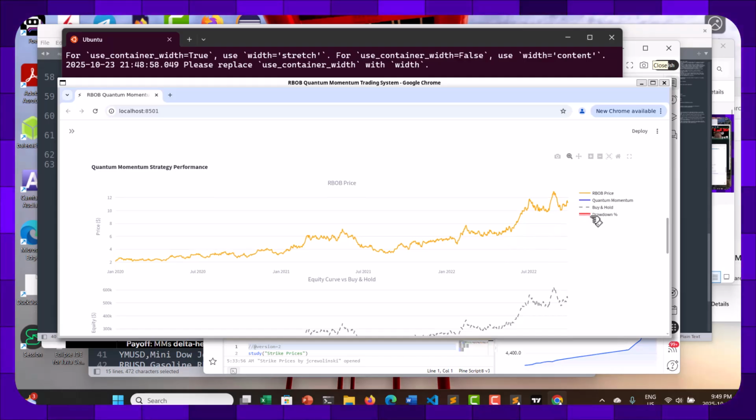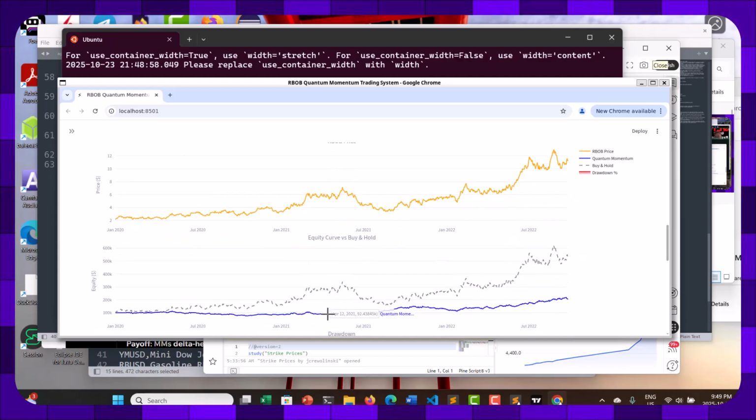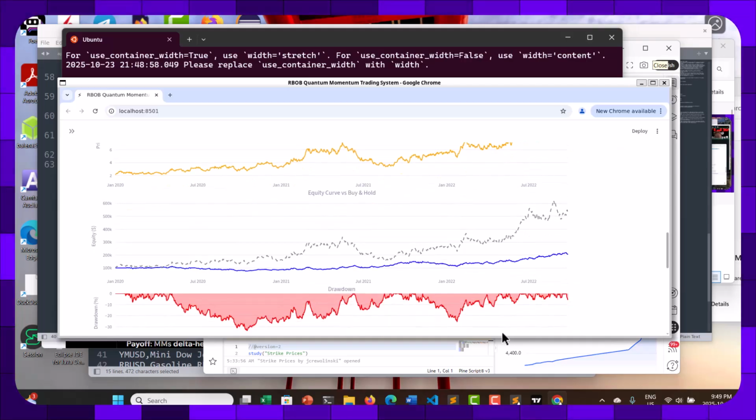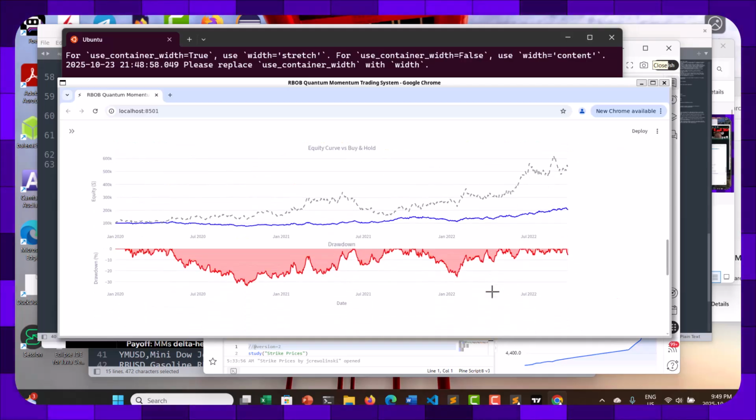It also does a comparison of the buy and hold. Okay. So the quantum momentum's kind of performing as well. It is underperforming, but the thing that's interesting is the drawdown. It's not performing very well under this time period, but as it improves and starts to move up, the drawdowns start to become minimal, very tolerable.